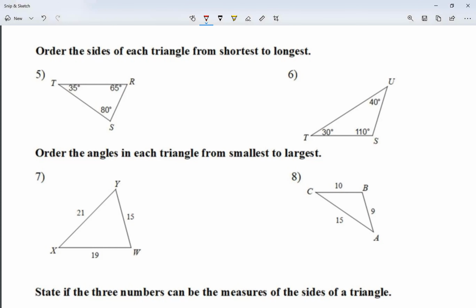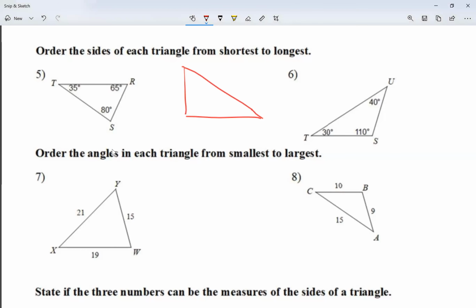Okay, so I give you the angles, right? You see the measurement of each angle, but then I'm asking you to give me the sides from shortest to longest. Now, there's one thing that is very, very interesting. You have heard of the 90-degree angle in triangles, right?